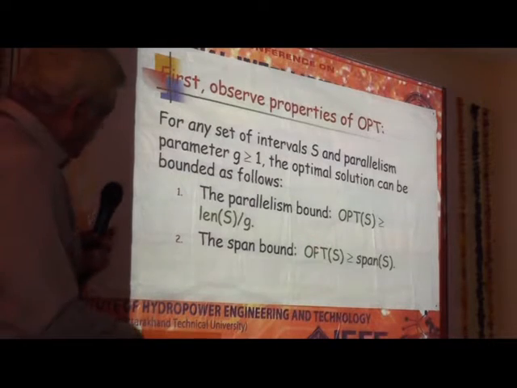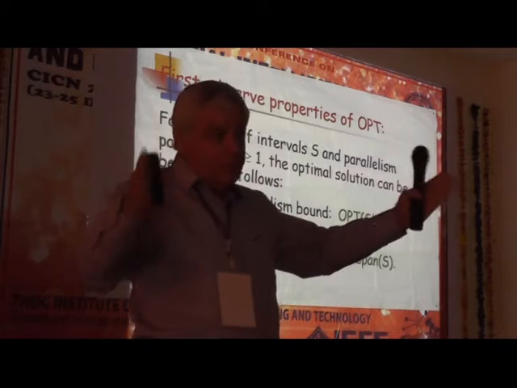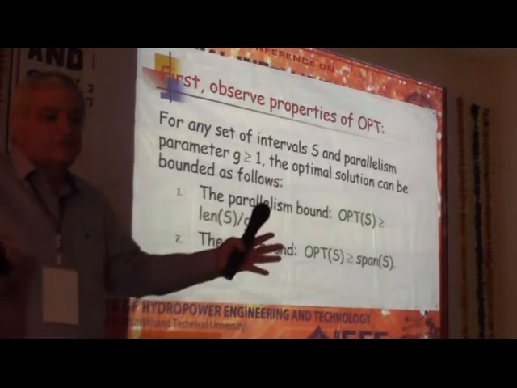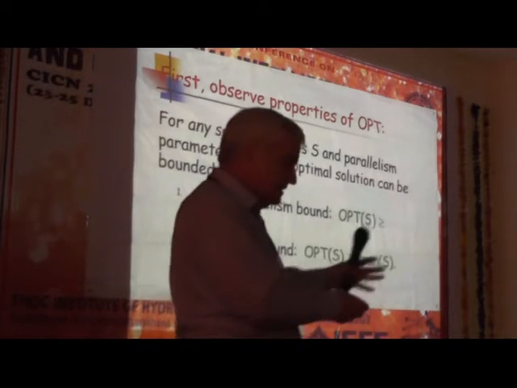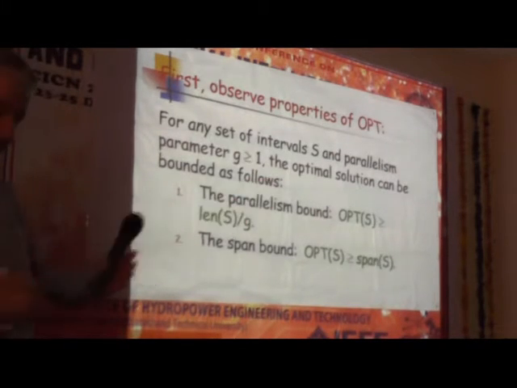Second, of course, span of S. In the example, if on one machine it will take 15 units of time, then of course all the machines together will work at least 15 units of time, because in each of these units of time at least one job must be processed. So the optimum is at least the span of the set of jobs.